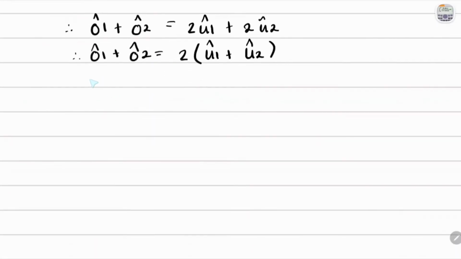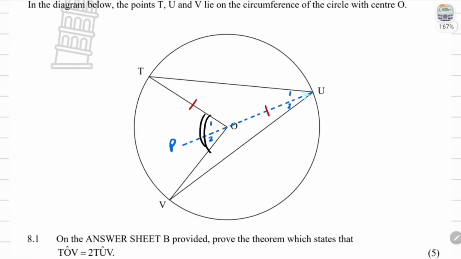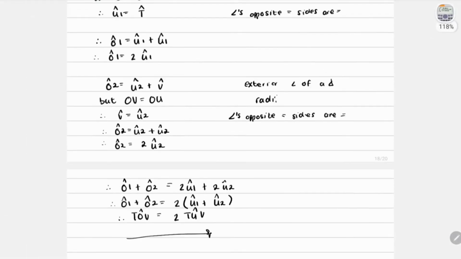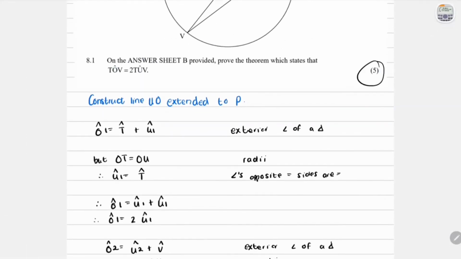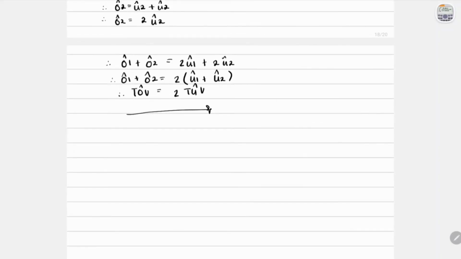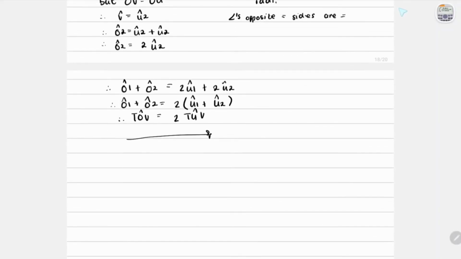So we can replace that with TOV. And it's equal to 2 times the size of angle U1 plus angle U2, which if we look at is the angle TUV. Okay, so it's equal to TUV. And that's how we prove that theorem. Okay, so that is it. It's for 5 marks. It's really a place that you can score marks. And then we move on to the next questions of question 8.